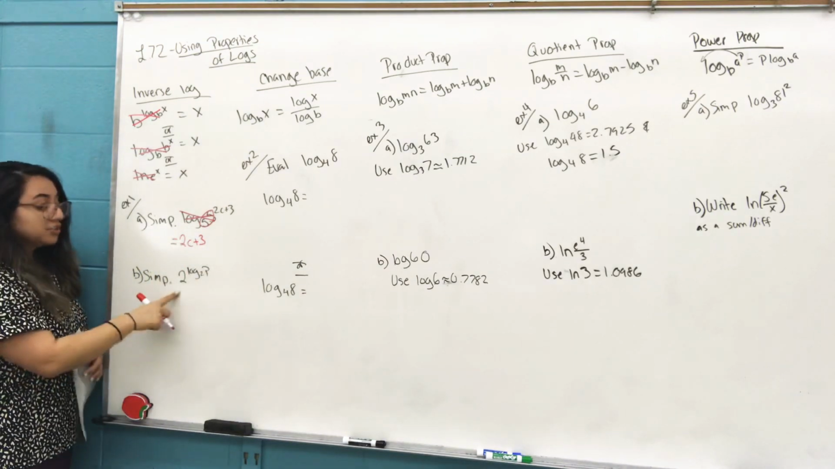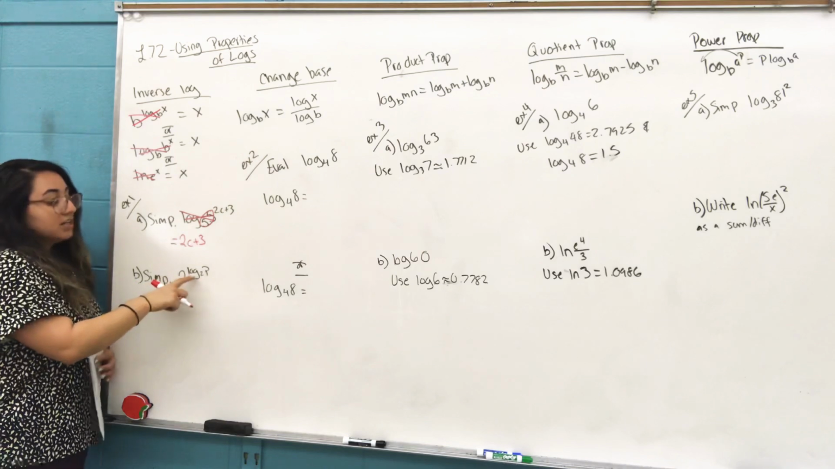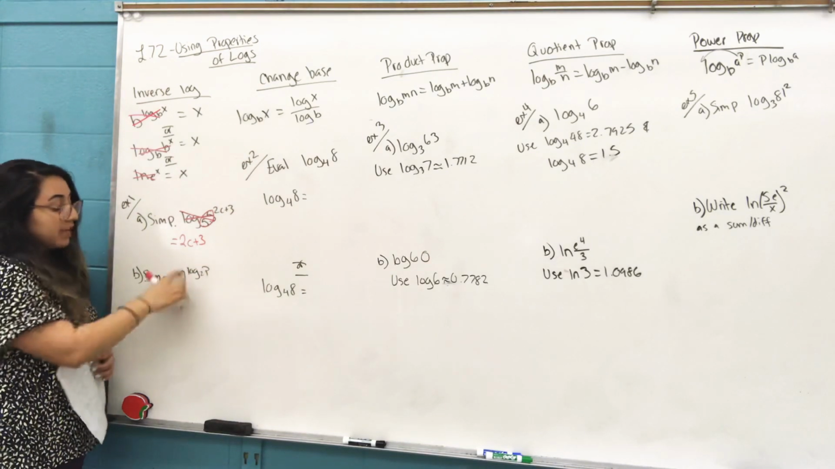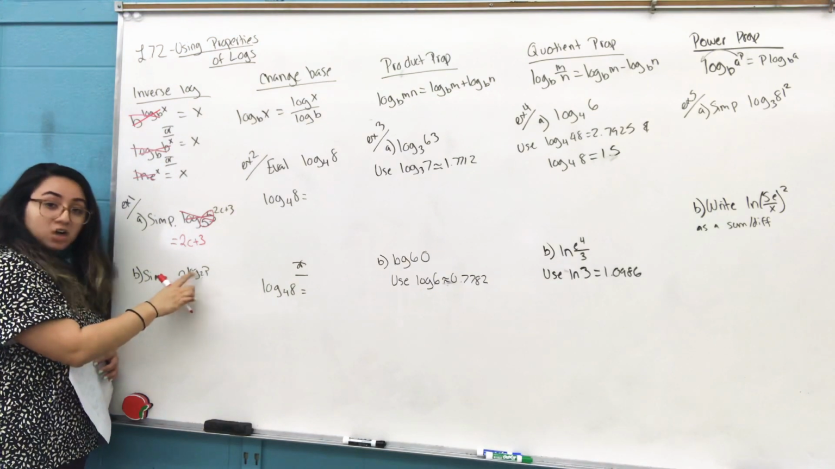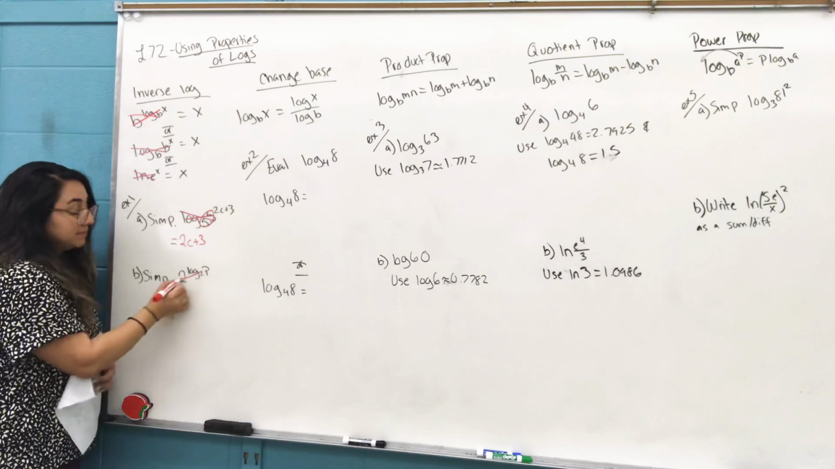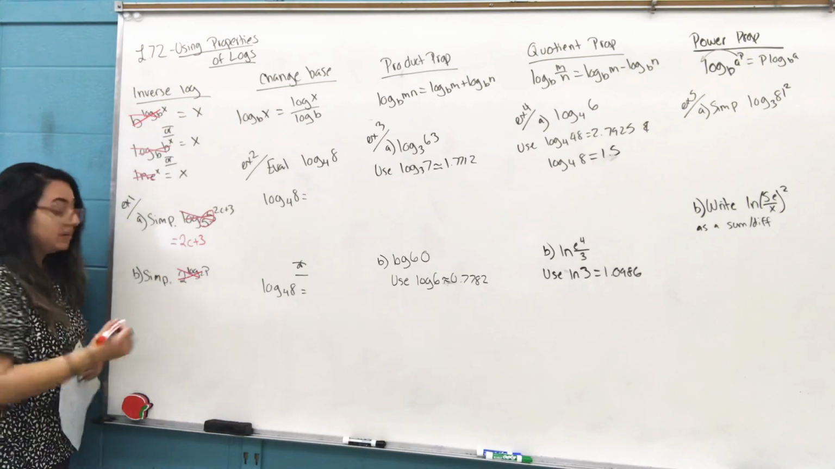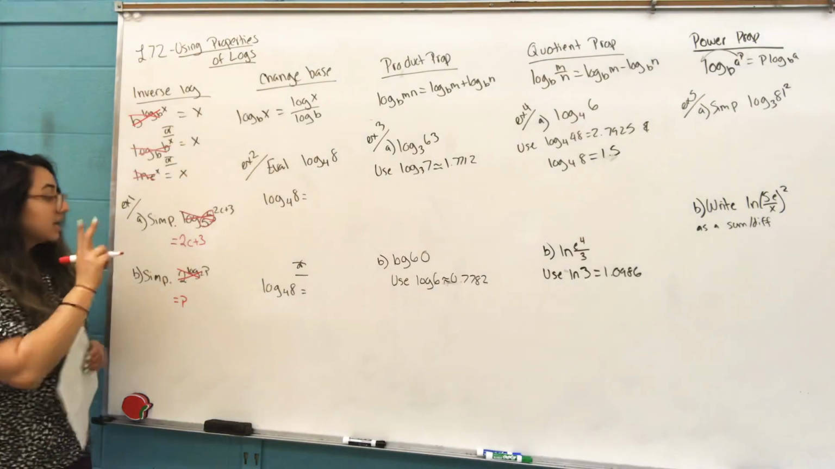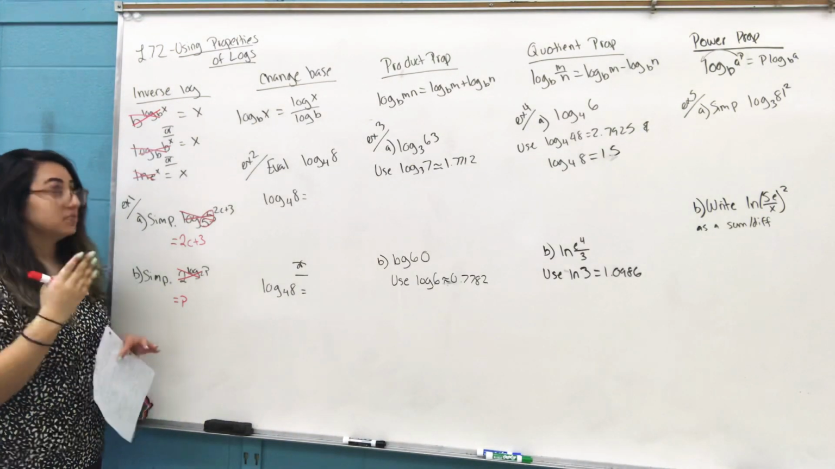Next one, 2 to the log base 2 of p. Now this is your exponent. Your base from your logarithm here and your regular number here are exactly the same. So therefore they cancel out and you're left with a p for an answer. So just look for the common numbers; if they have the same number, they cancel out.